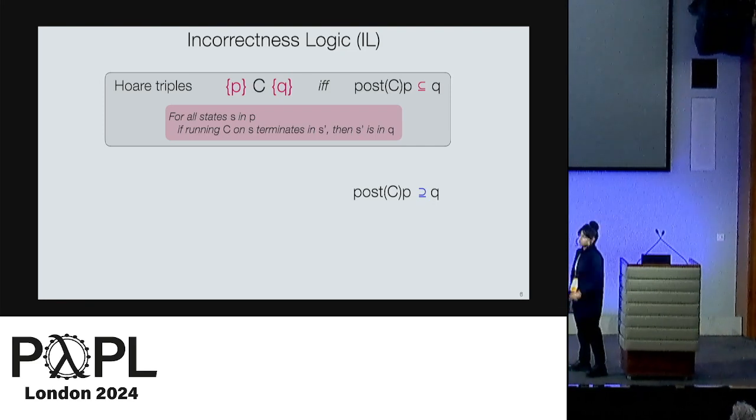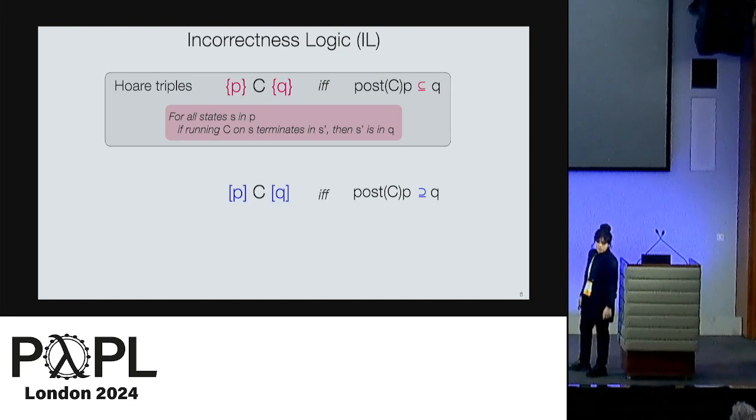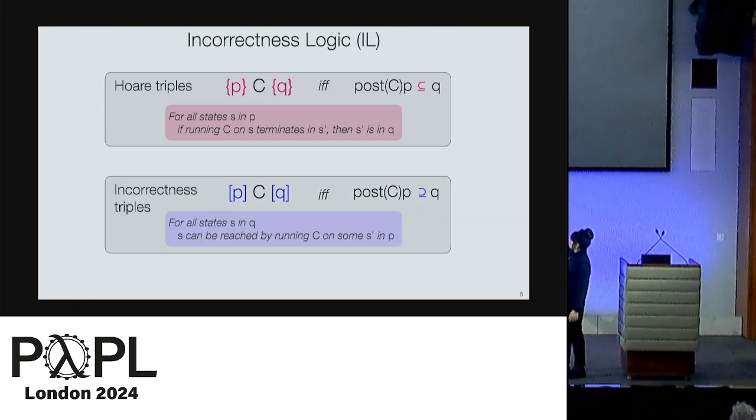And I'm going to write a different kind of triple. This time, you will see that Q is a subset of the set of possible program behaviors. So it's an under-approximated set of possible program behaviors. And this is what we mean by under-approximation. So how do I read this triple? Formally, or semi-formally in English, it means that every post state S in Q can be reached by running C on some pre-state S prime in P.